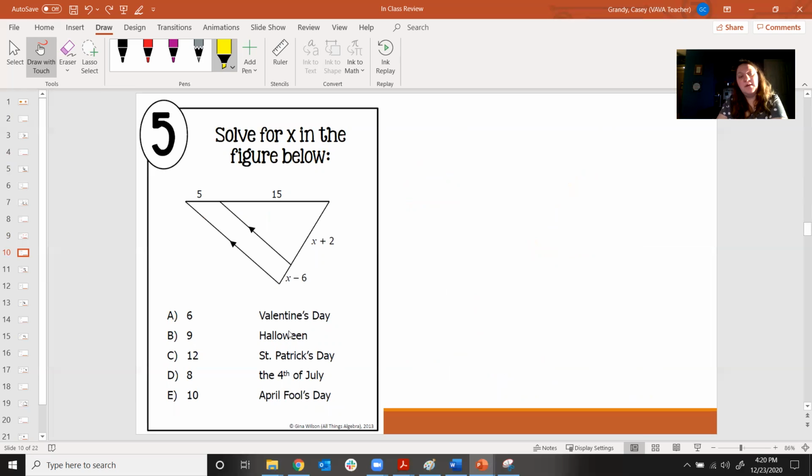In number 5, we can use the side splitter theorem because we know the length of each piece on the sides. So go ahead and try using the side splitter theorem here.